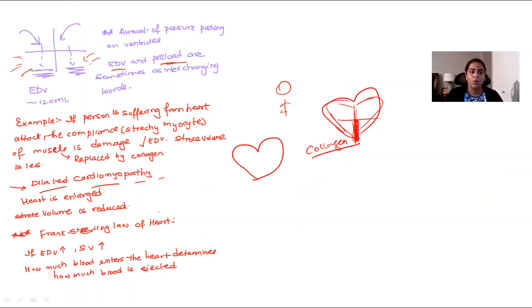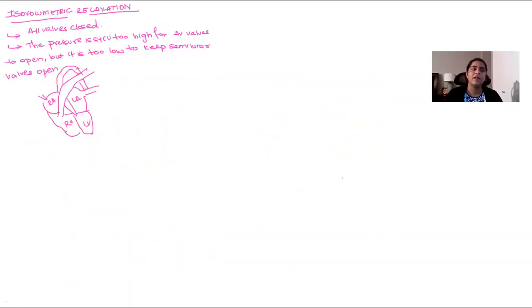Okay. Now, how much blood enters the heart determines how much blood should be ejected. So how much blood will come? I told you that much will be ejected. And two scientists gave this law, which is called the Frank-Starling law of the heart. That is, if end diastolic volume is more, stroke volume also will be more.